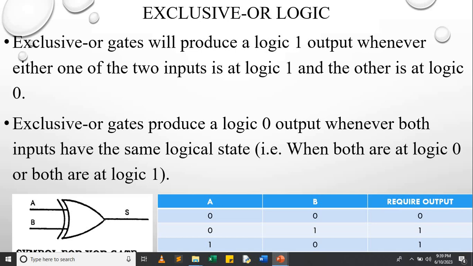We have the exclusive OR logic. This exclusive OR will produce a logic 1 output whenever one of the two is at logic 1 and the other is at logic 0. So here, if you have both of them being true, then the output is false.